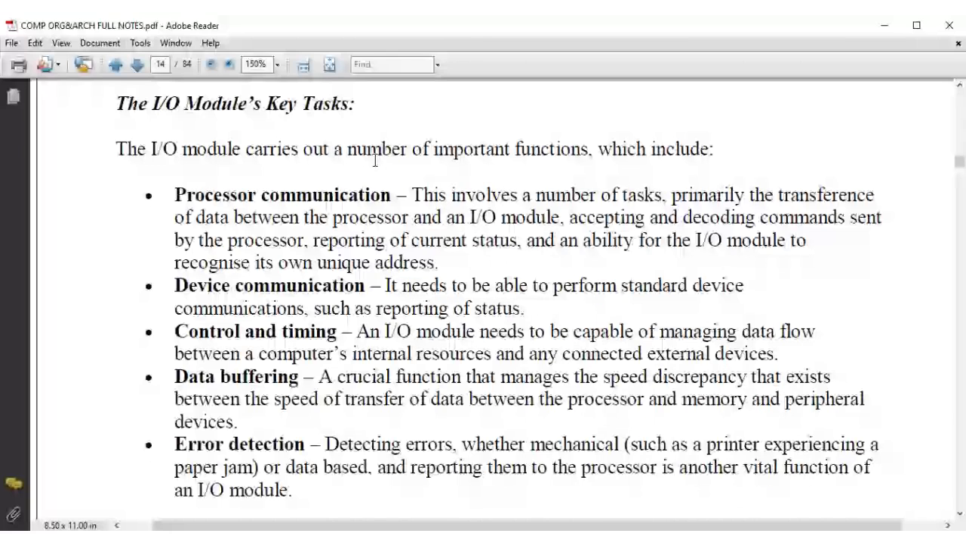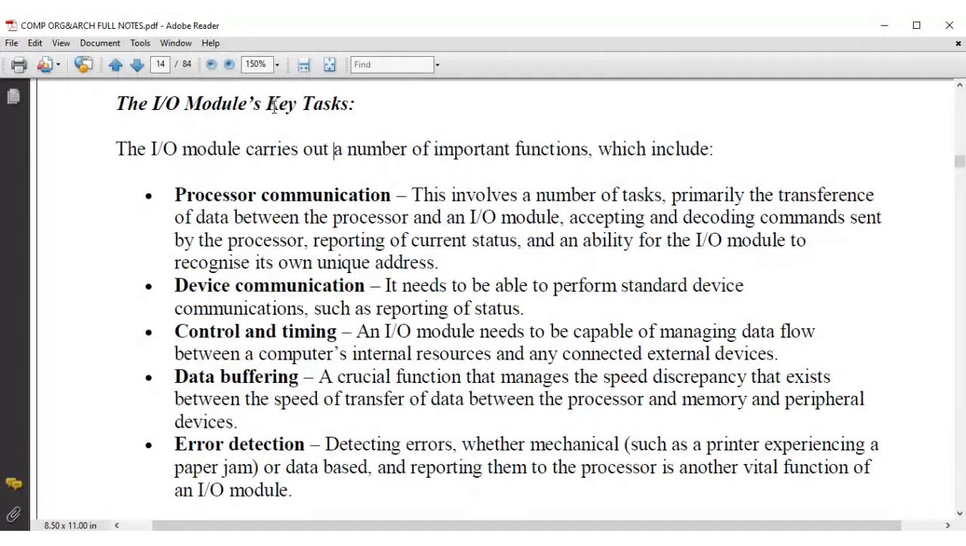So it is not just enough for a device to be connected to a port. Remember the difference between a port and a module. A port is the literal point of connection. It can be a serial port, a parallel port, a USB port. Okay, it is the literal point of connection. All right, but a module is what is behind that port, which facilitates communication between the device that has been connected into the port. All right, so what is the function of a module, right?